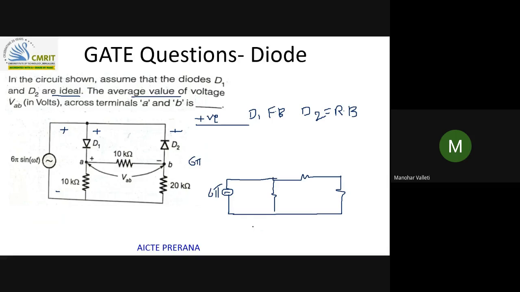Now again, this can be redrawn like this also, right? One resistor, two resistors like this. Connection here. Now voltage division rule, right? This is 10K, 10K, 20K. You want VAB here, right? This is already known to be 6 pi. Can you apply the voltage division rule and tell me what is VAB during the positive half cycle?